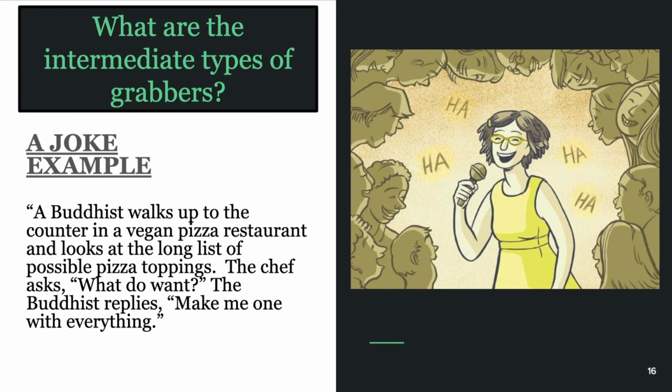So here's an example. A Buddhist walks up to the counter in a vegan pizza restaurant and looks at the long list of possible pizza toppings. The chef asks, "What do you want?" The Buddhist replies, "Make me one with everything."